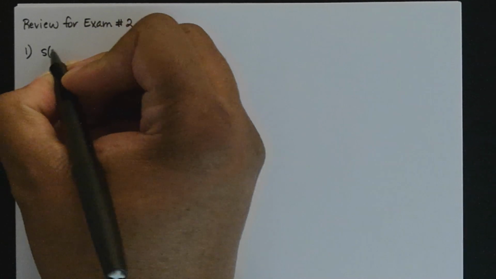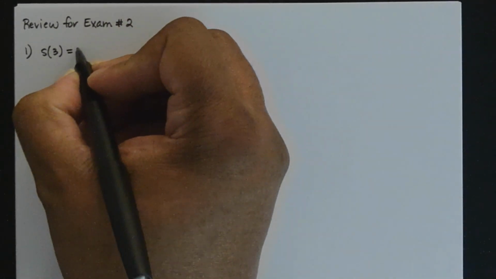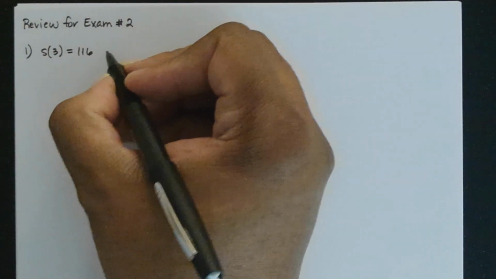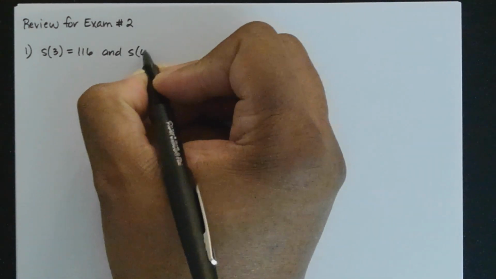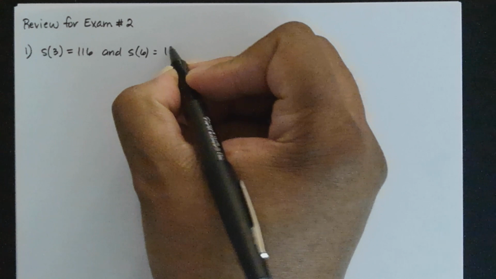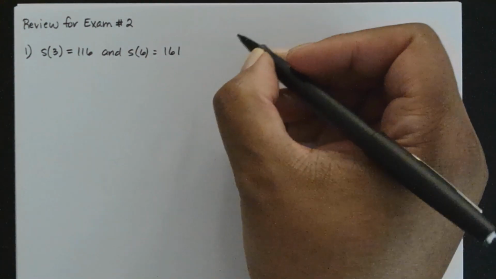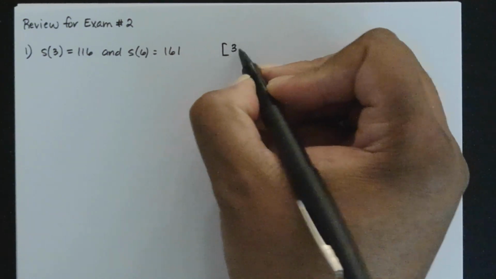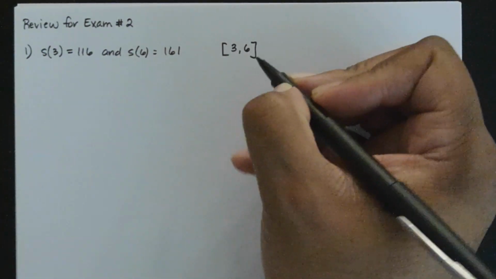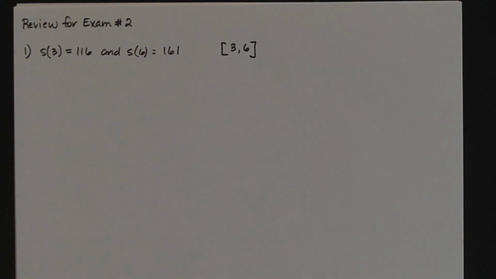Okay, so here we're given that S of 3 is equal to 116. And we're also told that S of 6 is equal to 161. And we have the interval from 3 to 6. And we're told to find the average velocity.